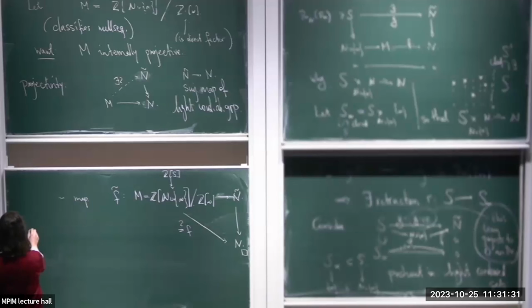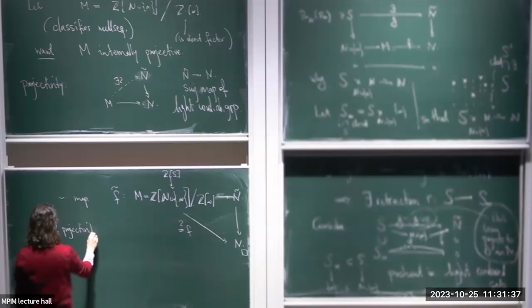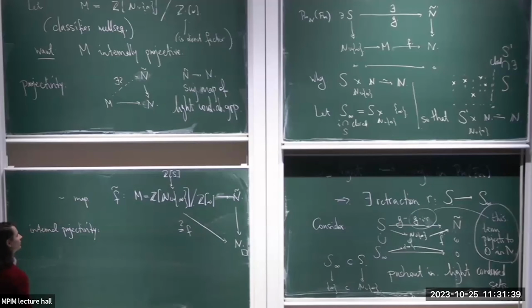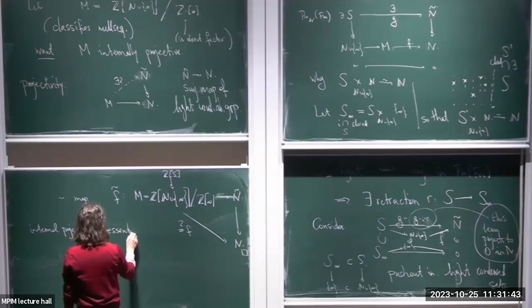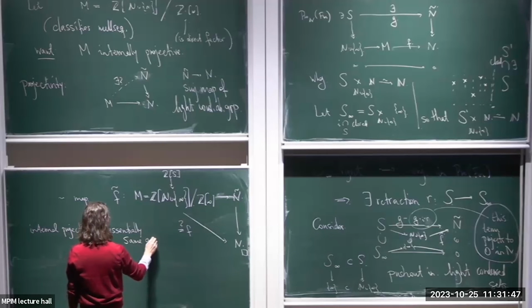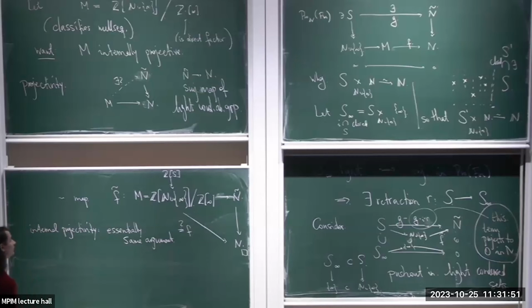And for internal projectivity, I mean, yeah, let me not do it. It's essentially the same argument. You just have an auxiliary profinite set floating around that you also need to cover a bit. And again, it's critical that sequential limits of surjective maps are surjective.